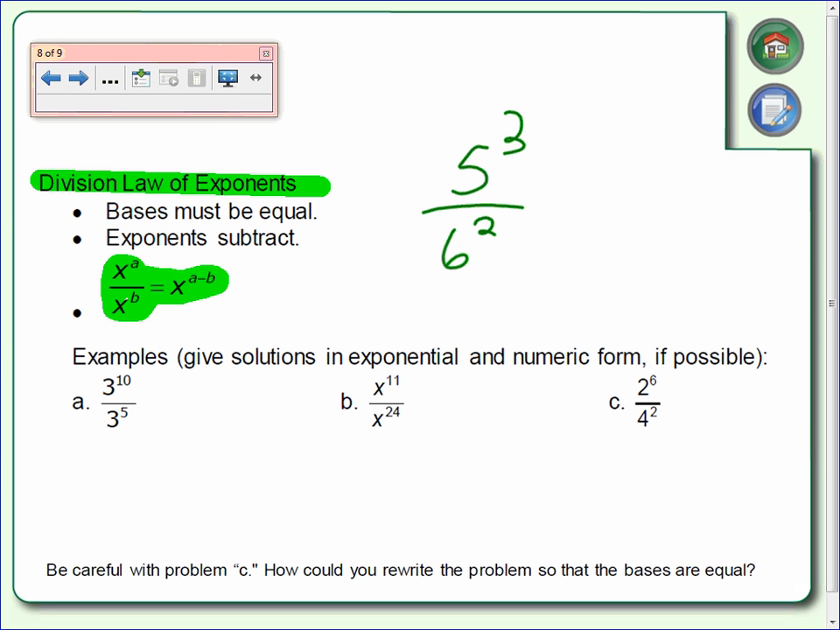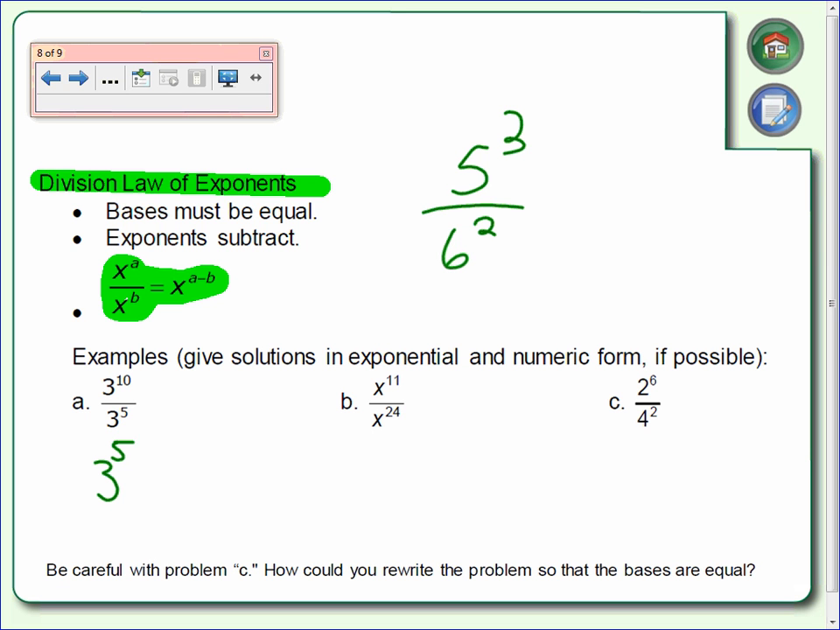All right, so let's go ahead and use our little rules down here at the bottom with these examples. 3 to the 10th divided by 3 to the 5th. We'll keep the same base, which in this case is a 3. And we'll subtract the exponent. So 10 minus 5 would give us a 5. There it is. We're done. 3 to the 5th power.